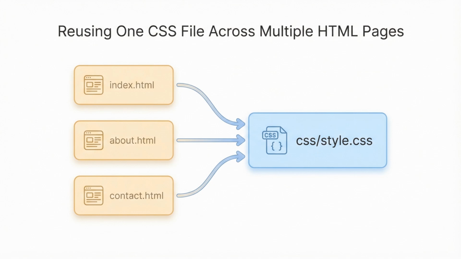This is where external CSS really shines. If you have multiple HTML pages, say a home page, an about page, and a contact page, you don't need to rewrite your styles for each one. You simply add the same link tag to each HTML file pointing to the same style.css. Every page instantly gets access to all the classes and styles defined in that one file. This is the foundation of scalable web development.